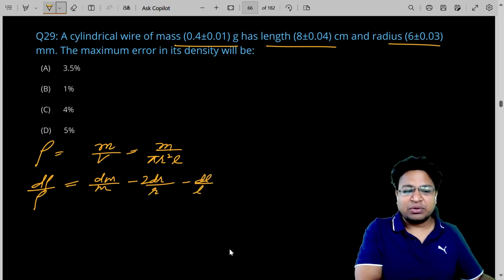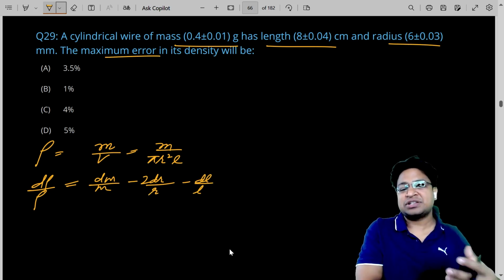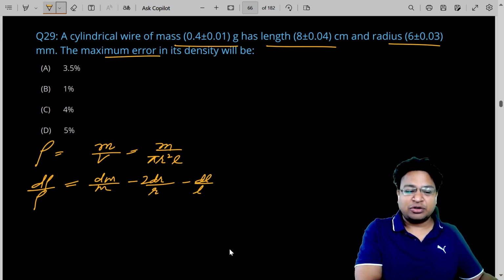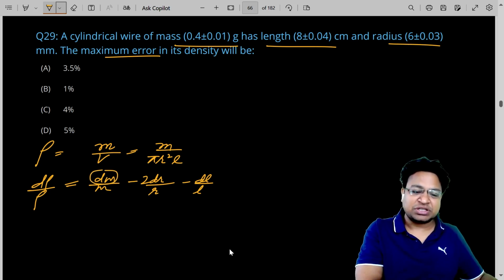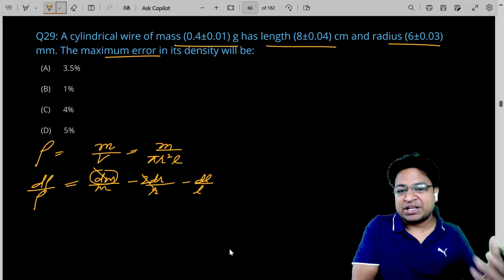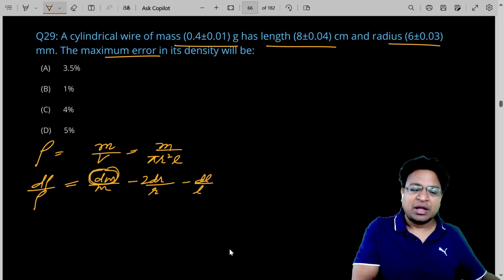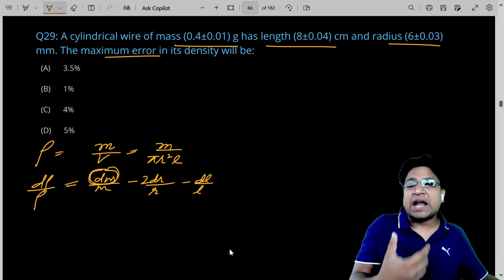But when we are trying to calculate the maximum percentage error, we assume that we are the unluckiest people and all the errors will get added up. There could be a scenario where there is a positive error in mass and a positive error in radius, such that these two cancel out each other. That would be a lucky situation for us. But as scientists, we assume that what if the luck is not on our side? So it may be a situation that we have positive error in mass, but negative error in radius and negative error in length, and therefore the errors get accumulated, they get added up.